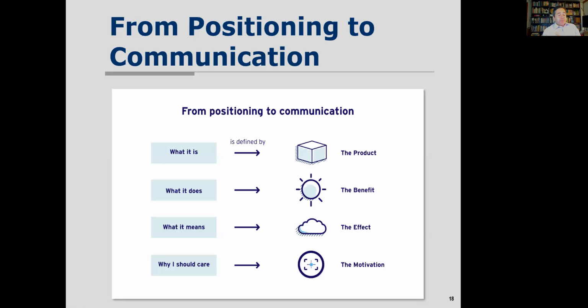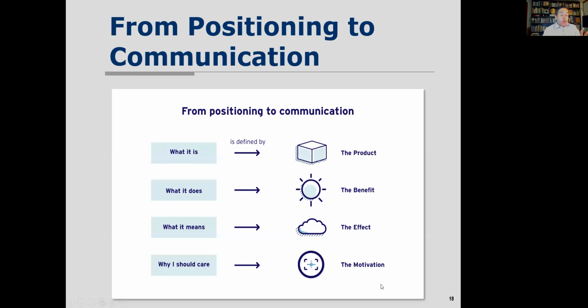So let's break down how we can do that positioning to communication. There are four questions to ask about the product. What it is, and so that's the product itself. What is it? What it does, what is the benefit? What it means, the effect? And why should I care, the motivation?